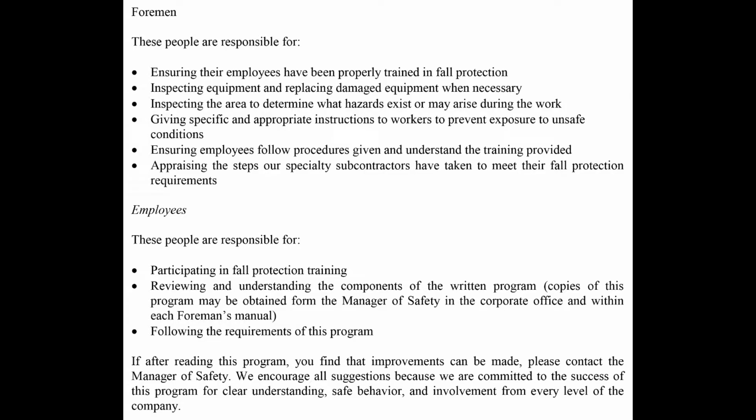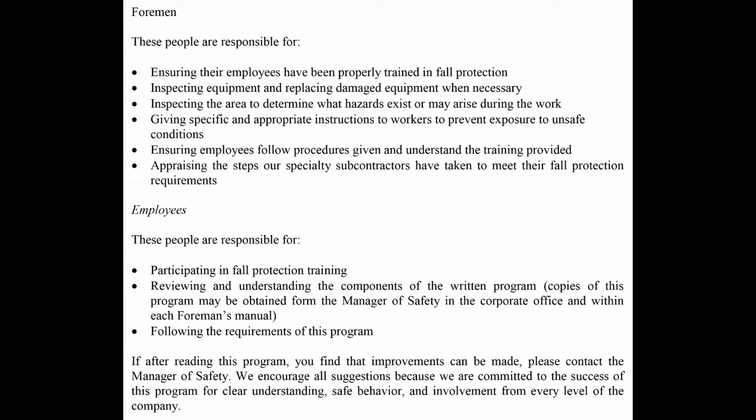Foreman. These people are responsible for ensuring their employees have been properly trained in fall protection, inspecting equipment and replacing damaged equipment when necessary, inspecting the area to determine what hazards exist or may arise during the work, giving specific and appropriate instructions to workers to prevent exposure to unsafe conditions, ensuring employees follow procedures given and understand the training provided, and appraising the steps our specialty subcontractors have taken to meet their fall protection requirements.